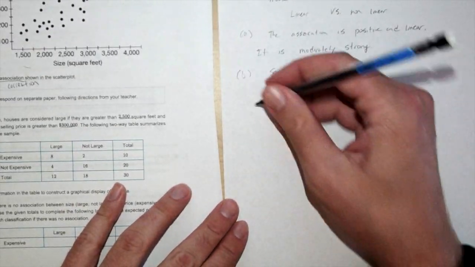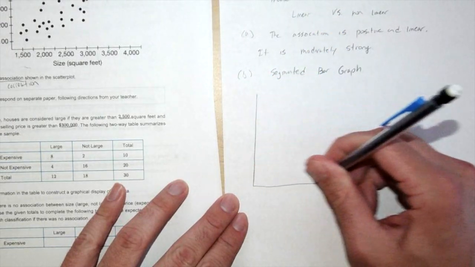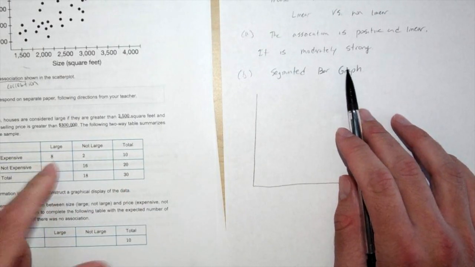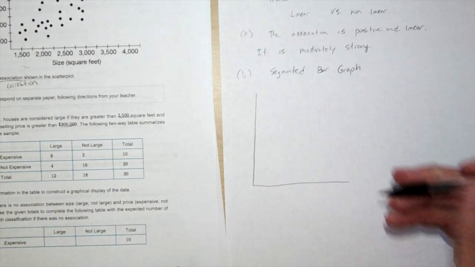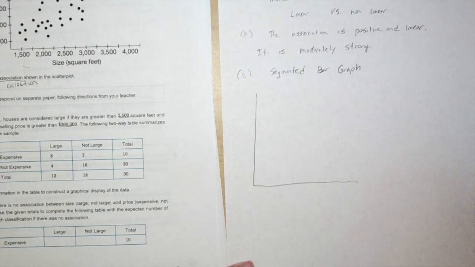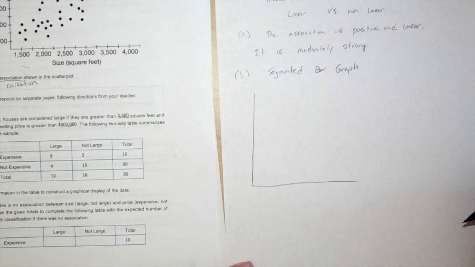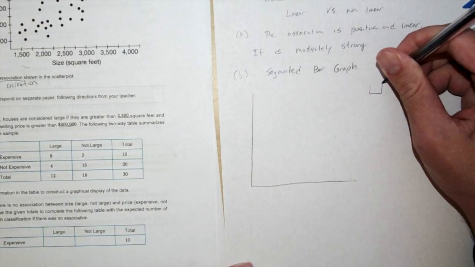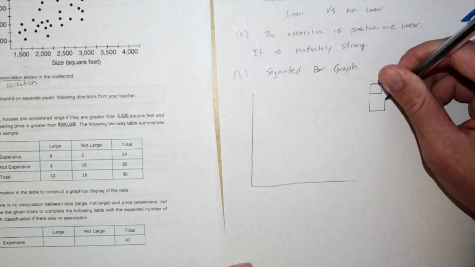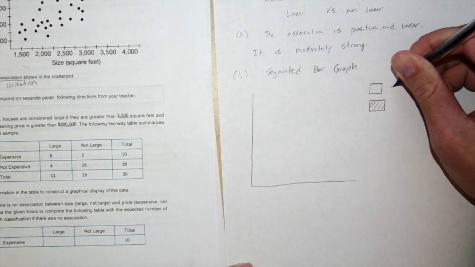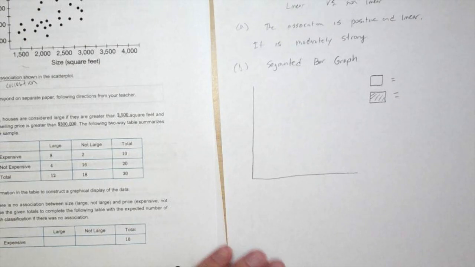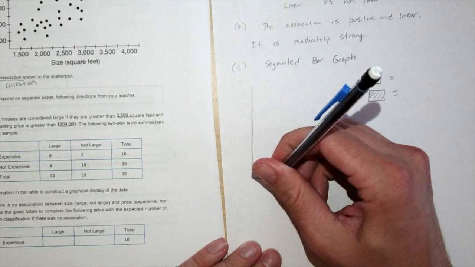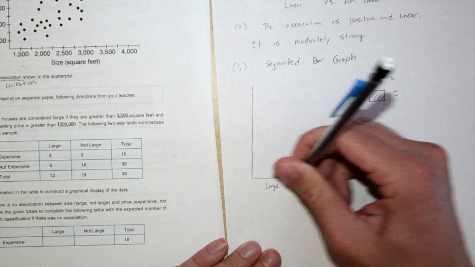Okay, and it's not a histogram because this is categorical data. There's large versus not large. But if we want to make this segmented bar graph, we don't even need multiple colors here. We just can have a shaded versus not shaded. Okay, and one of your variables is going to go on the bottom. So we can say large and not large.